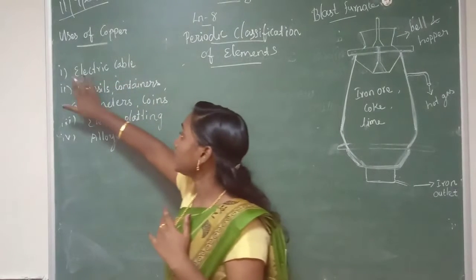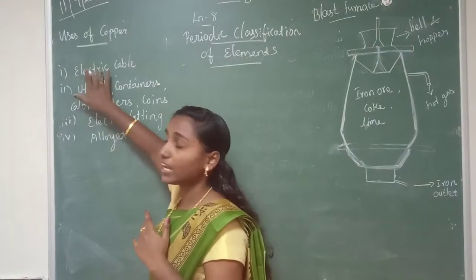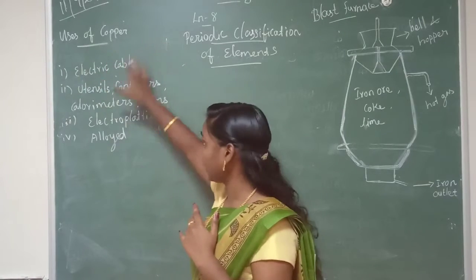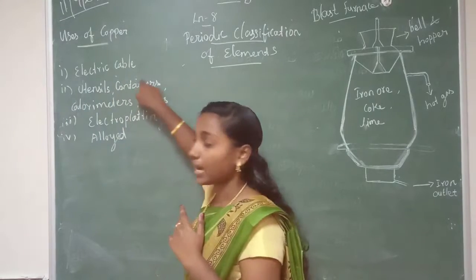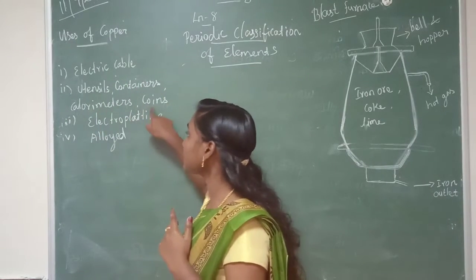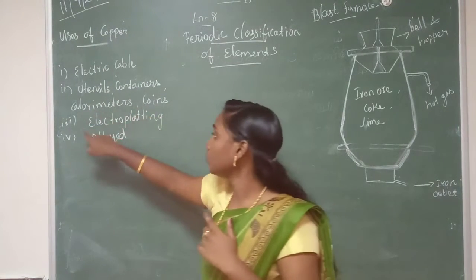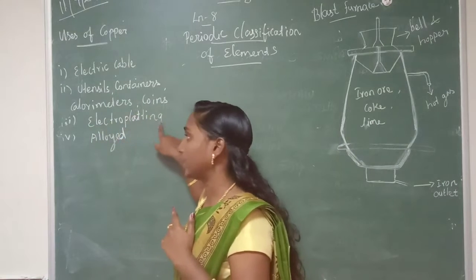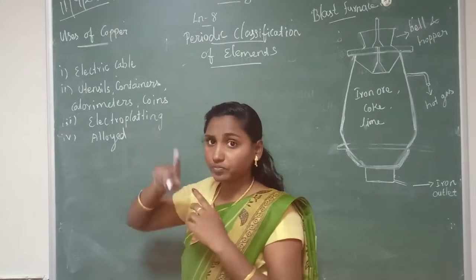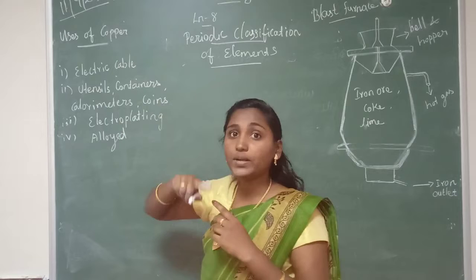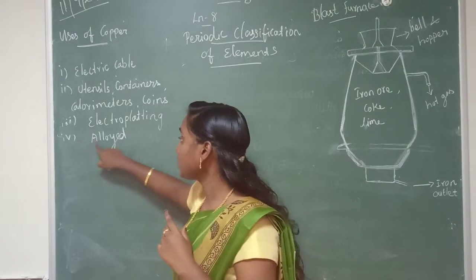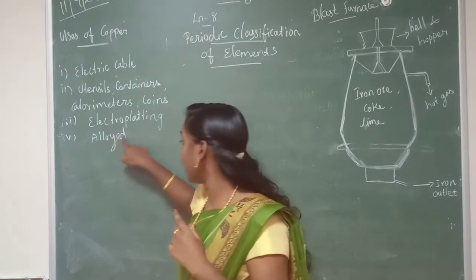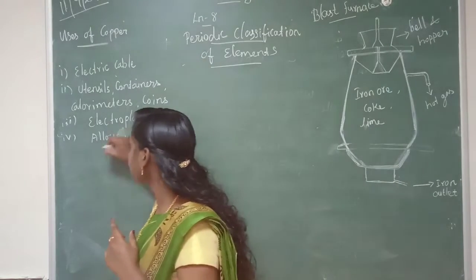So the first use, it is used in the manufacturing of electrical cable and other electric appliances. Second use, it is used in utensils, containers, calorimeters and coins. Third use, it is used in electroplating, a process to coat one metal over another metal. The last, it is used in alloys.